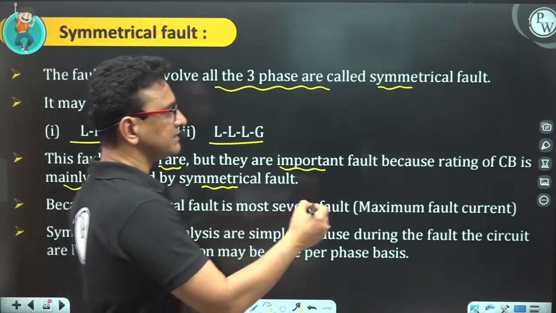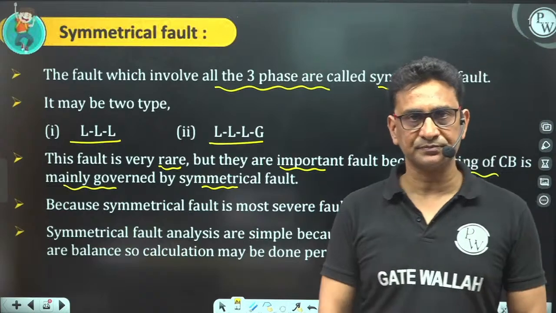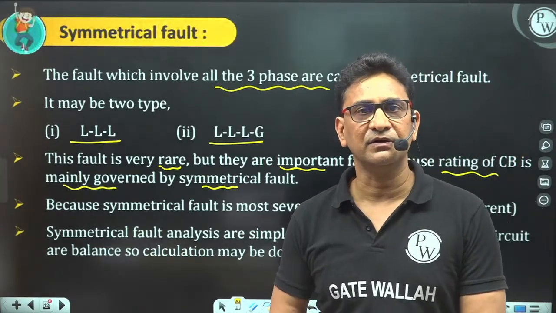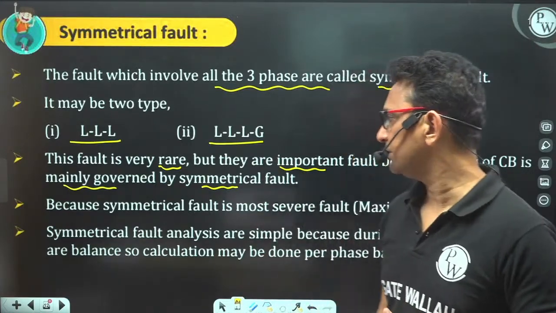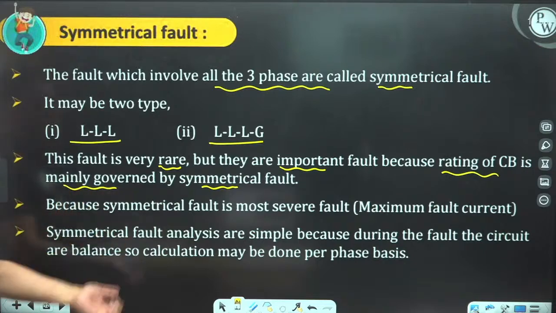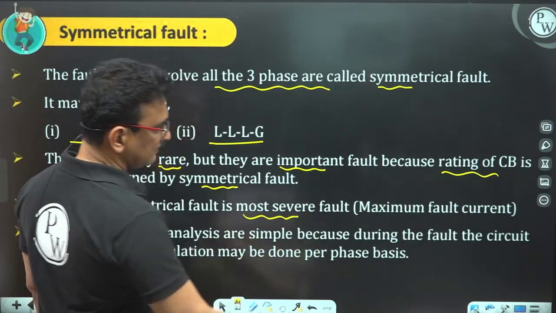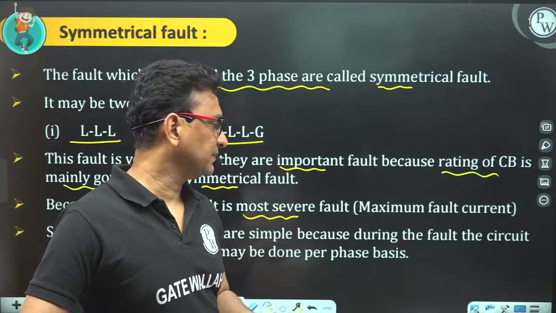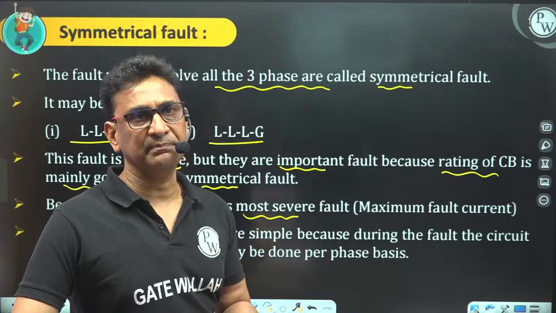I already discussed this. The rating of the circuit breaker is decided by the maximum value of fault current, and the rating of the relay is decided by the minimum value of fault current. Okay. Because the symmetrical fault is the most severe. Severe means whenever a three-phase fault occurs at the transmission line, the value of fault current will be maximum.